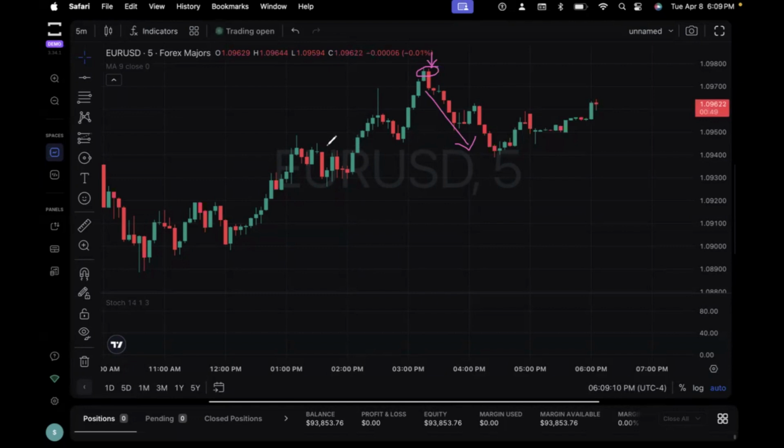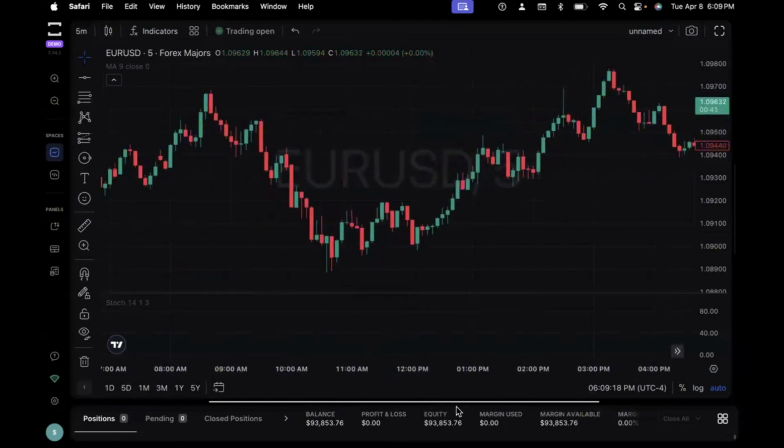so that you can take your entry point. Now, another area of resistance would be, and we're just going to highlight some more, another area of resistance would be here. Price pushed up for a little bit and then it came down. Here's an area of resistance. Here's an area of resistance.